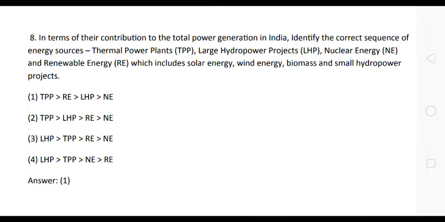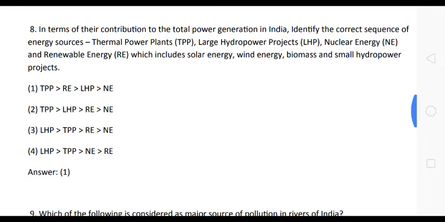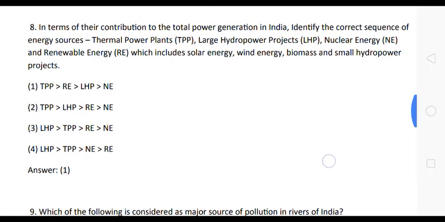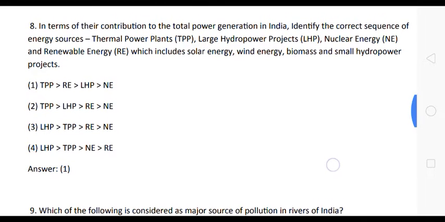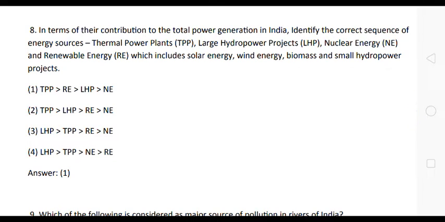Here, the question is, in terms of their contribution to the total power generation in India, identify the correct sequence of energy resources. Thermal power plants, large hydropower projects, nuclear energy, and renewable energy, which includes solar energy, wind energy, biomass, and small hydropower projects. Here the correct answer is option 1.